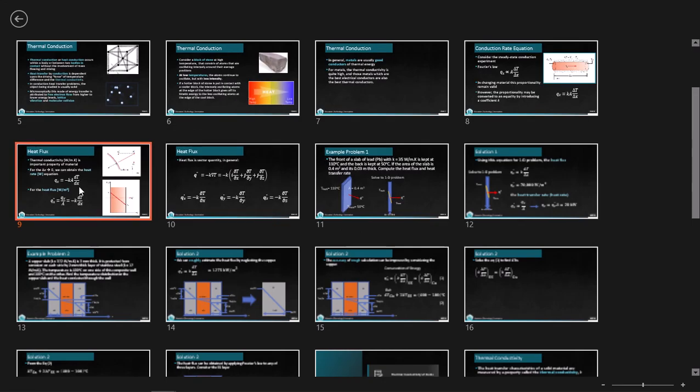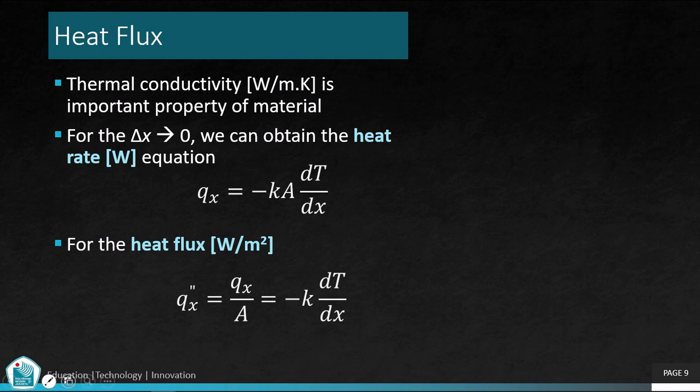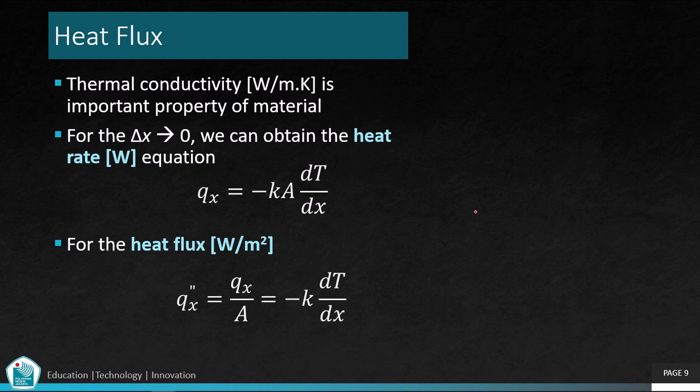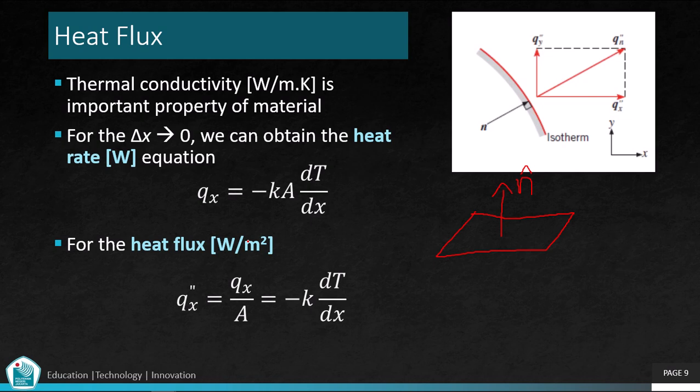So if we have something like this, for example, this is a surface of something, the normal means the direction is perpendicular. Sometimes we call this the normal vector. So this is the example.